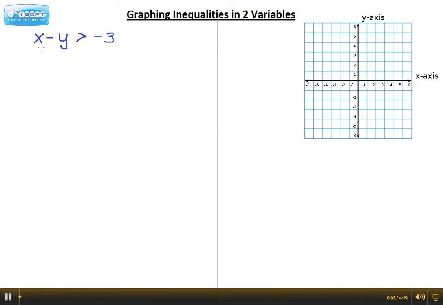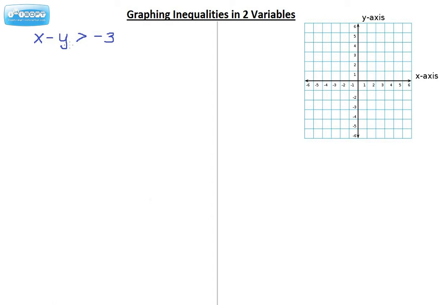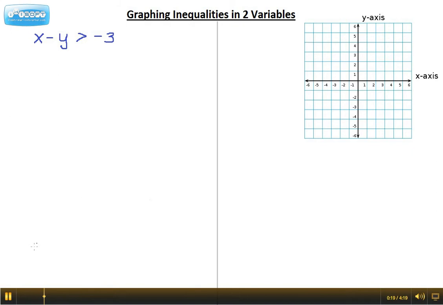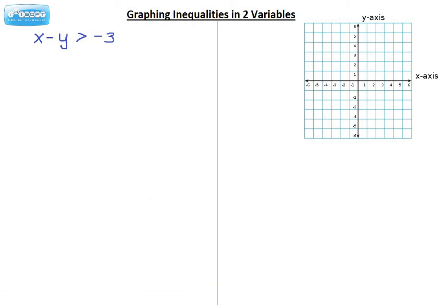Here on the left we have an inequality containing two variables, both an x and a y, and we're going to graph this on a coordinate plane which contains both an x and a y axis. The first thing we want to do is isolate y in the inequality.